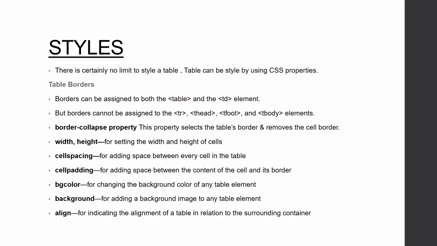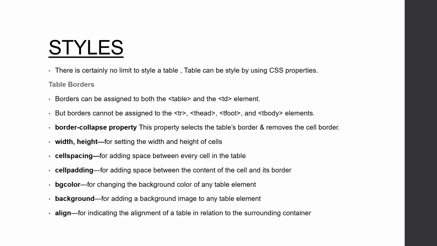Styles. There is certainly no limit to style a table. Table can be styled by using CSS properties. So table borders. Borders can be assigned to both the table and the TD element. But borders cannot be assigned to the TR, that is rows or table head or table footer and table body elements. Borders can only be used for table and columns.